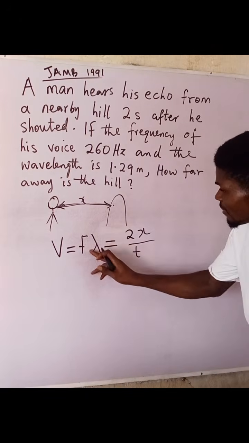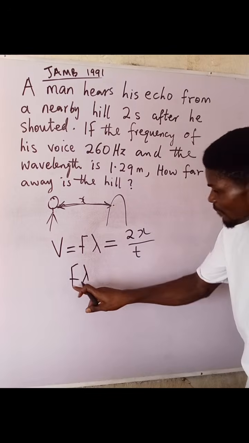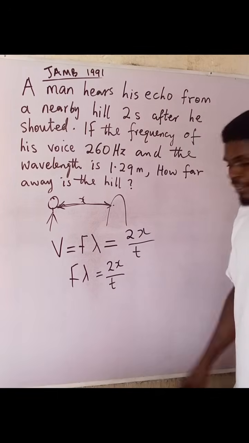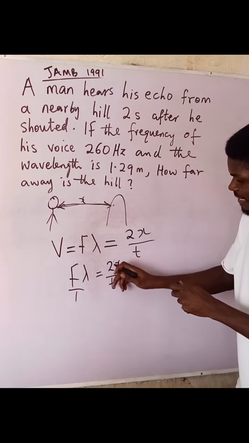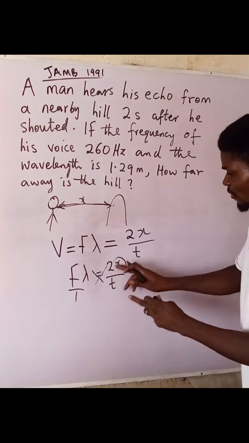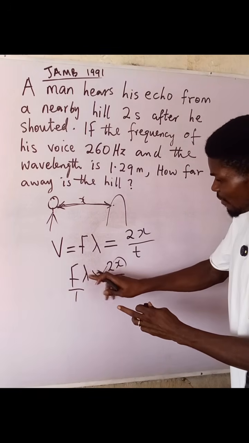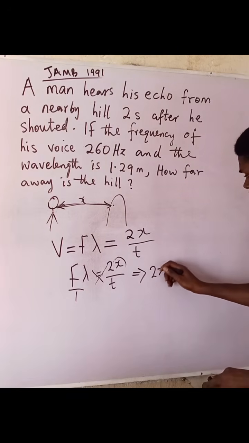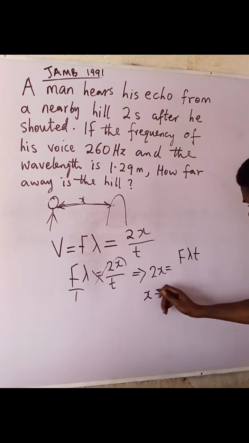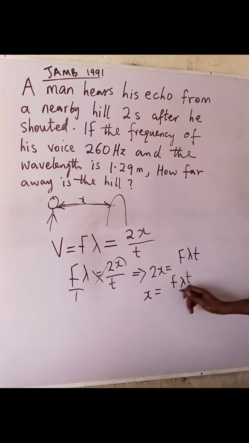What it means is that we can now say that f lambda, that is the frequency times the wavelength, is equal to twice the distance all over the time. All right. So if you cross multiply, remember what we are finding is x. So if you cross multiply, what are you going to have? 2 times x is equal to lambda f t. That means 2x is equal to f lambda t. Okay? Then x alone is equal to f lambda t over 2. Is that clear? That is frequency times wavelength times time divided by 2.